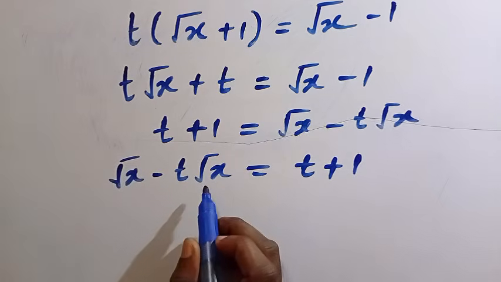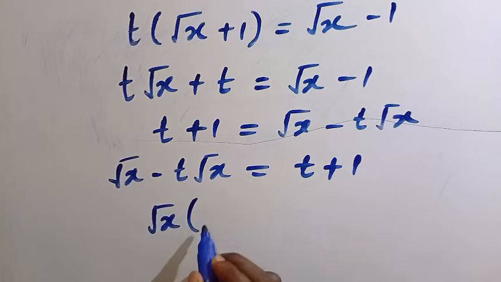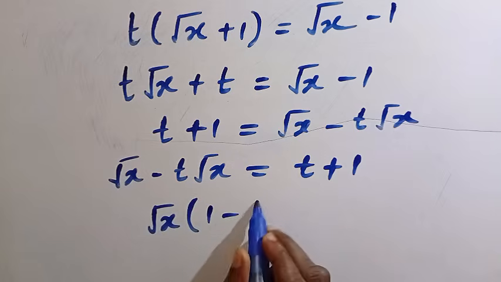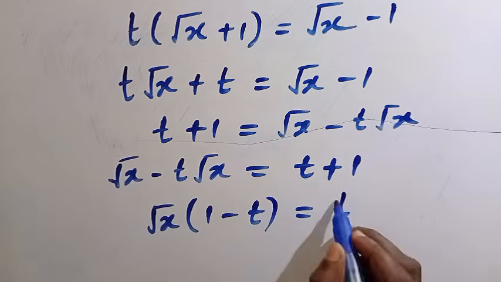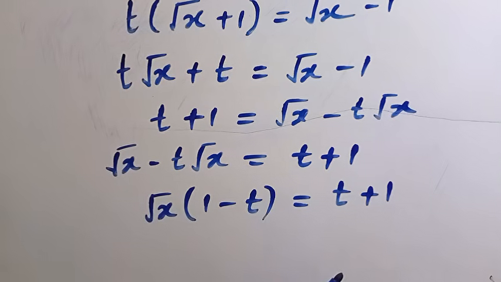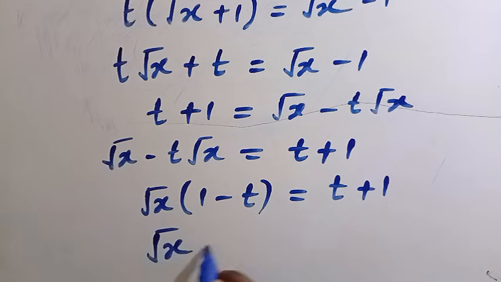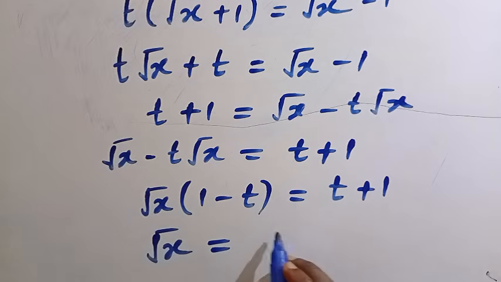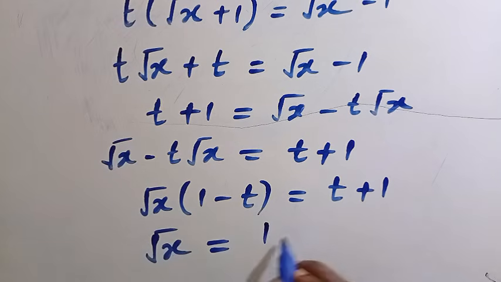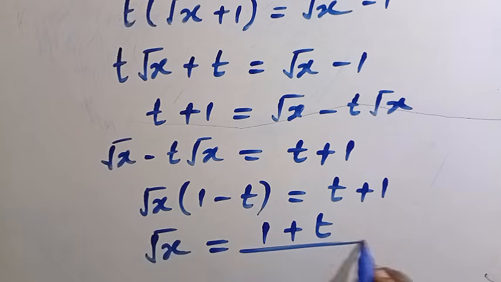And I need root x. By taking it out as a factor, we have root x times (1 minus t) equals t plus 1. The next step is we divide both sides by 1 minus t. So this gives us root x equals 1 plus t, which is commutative with t plus 1, divided by 1 minus t. This is what we have.